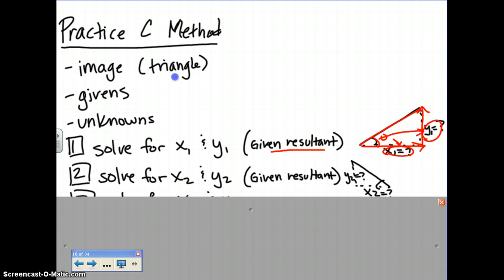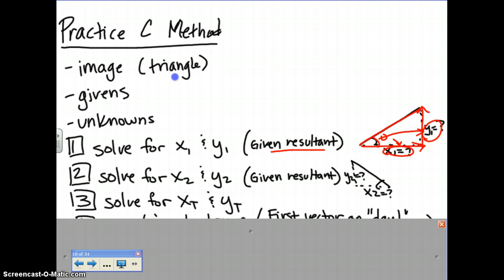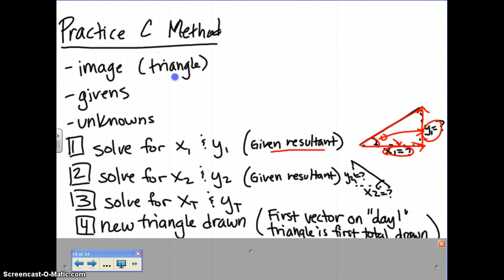Okay, so then you're going to say, then Sally wakes up the next day and Sally decides to now walk 16 kilometers in the direction of 60 degrees east of west or whatever. So you would draw your second triangle knowing that you are given the resultant. It's a bow tie here. So using x as cosine theta times resultant and y as sine theta times resultant, then you'd solve for x2 and y2. Step number 3 is getting your x total and your y total. So you're going to do x1 plus x2 equals x total, and then you're going to do y1 plus y2 equals y total.